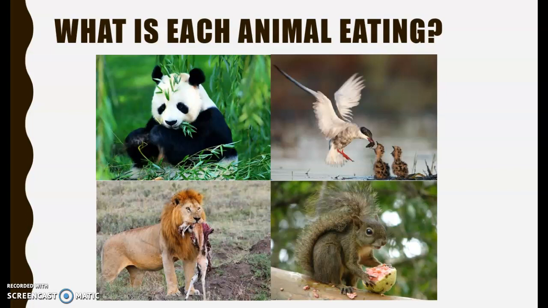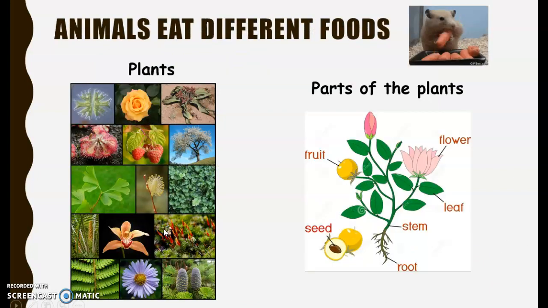And the last one, the beautiful squirrel. What is the squirrel eating, guys? Excellent again, it is eating guava, yes, the delicious fruit. As you notice, each animal is eating different things. That is because animals can eat different types of food.